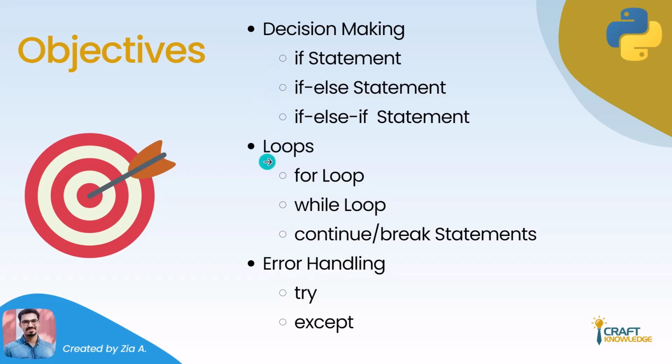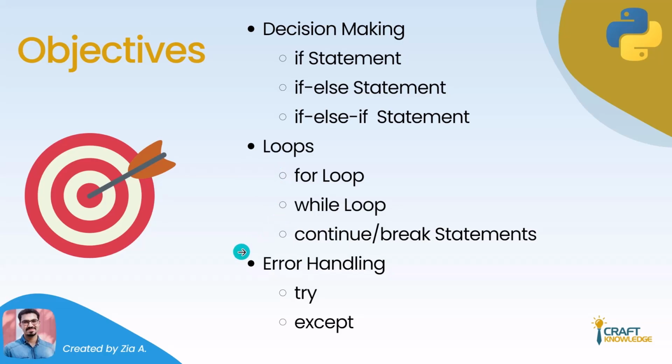Then we have loops. What are loops? We'll talk about it. We have two types of loops: for loop and while loop. And then we have a very important pair of statements called continue and break, which are associated with loops. We'll see what these statements are.